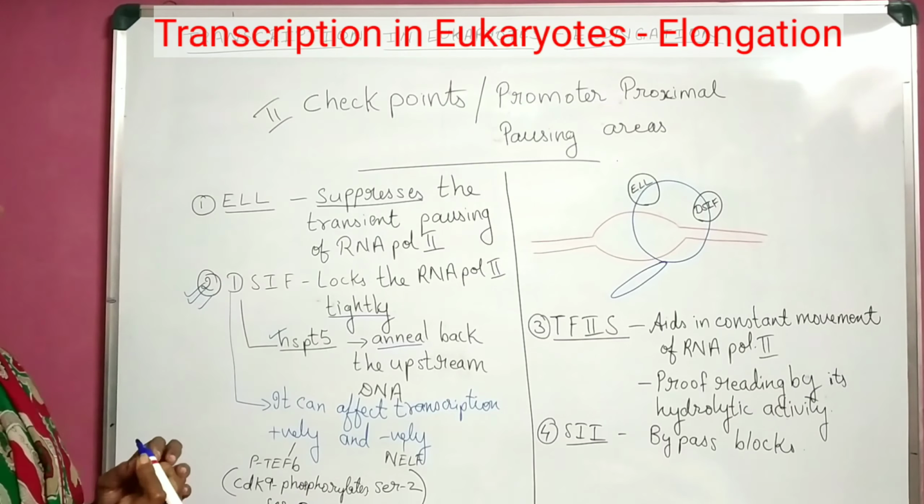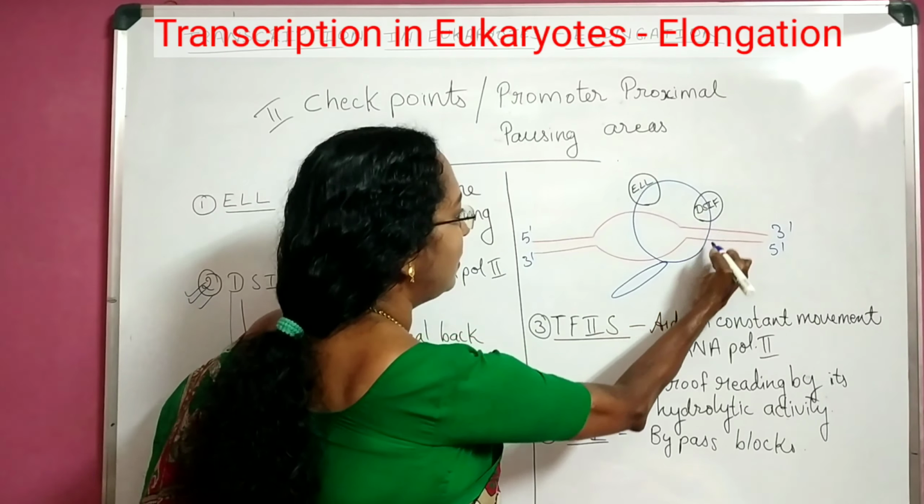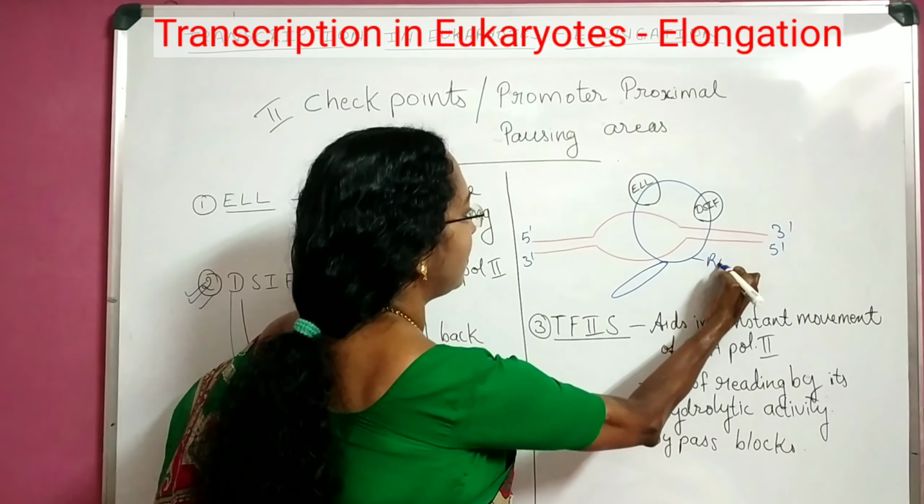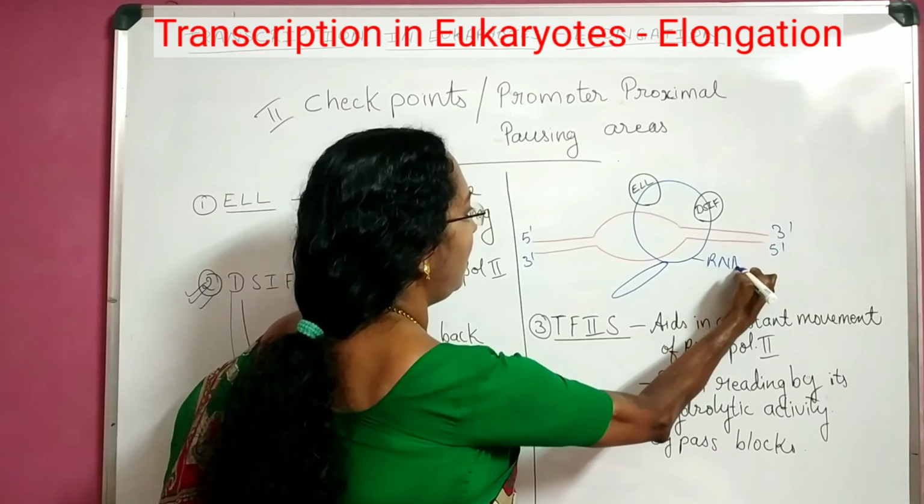Okay, I have drawn the strands. That is DNA, the red color that I have drawn here, and this blue color structure that is drawn is RNA polymerase II. And this is the tail part of that, or the carboxy terminal domain of RNA polymerase, CTD. Okay, now DSIF, I told you, has a component called hSPT5, which is aiding in the annealing of the upstream DNA.